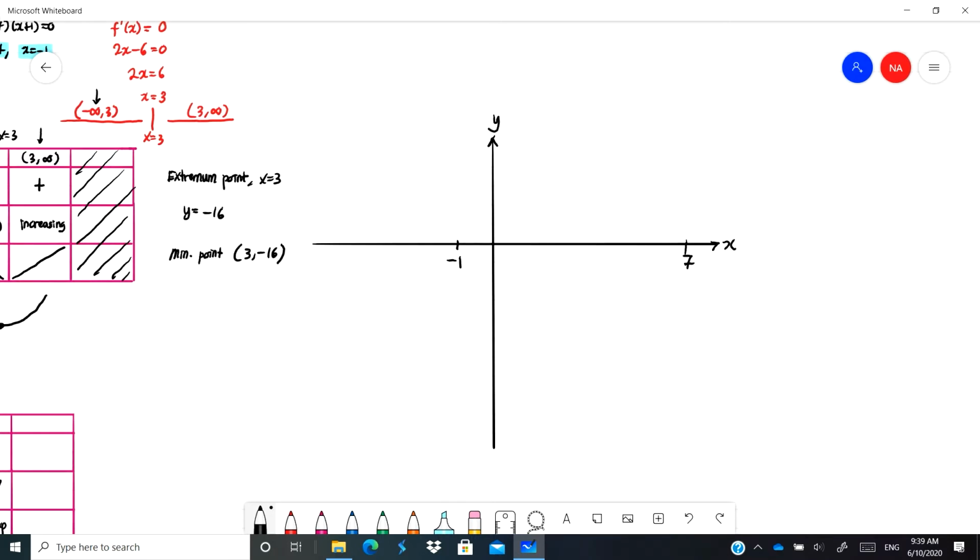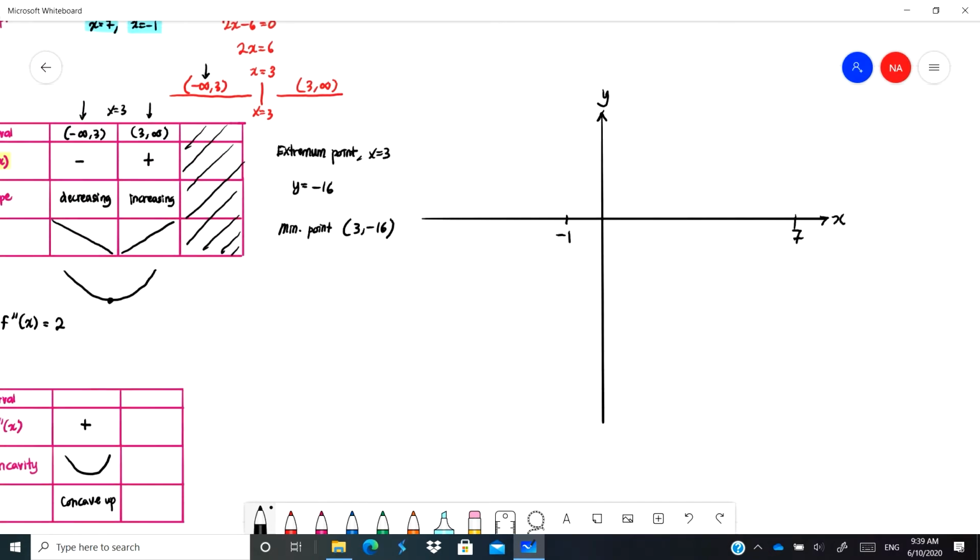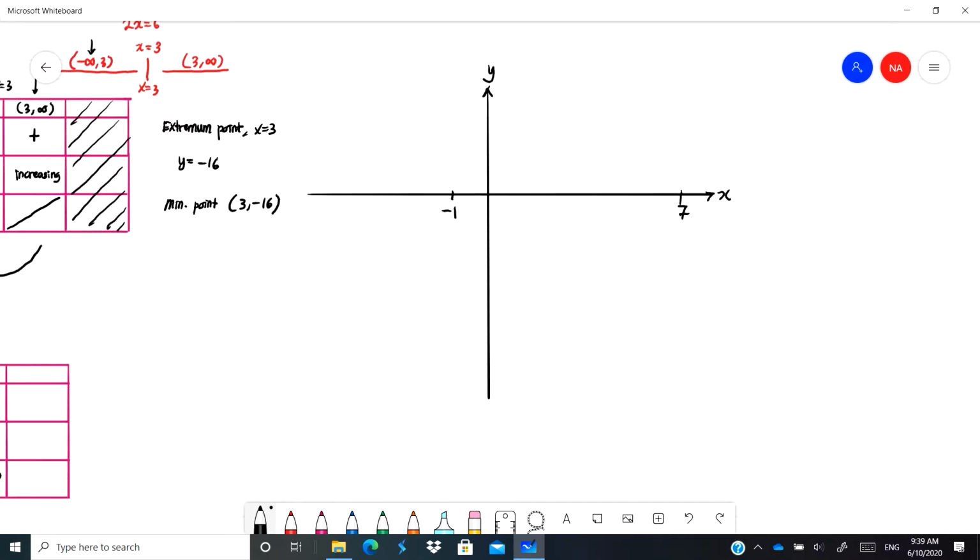And then the minimum point is actually 3, -16. I'll put 3 somewhere around here, and I'll put -16 here. So the point will be somewhere around here. Please draw it carefully, nicely and neatly. So I'll have the point there.